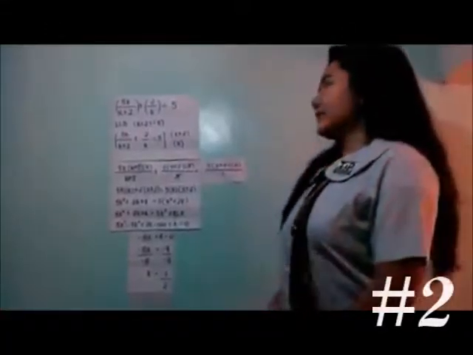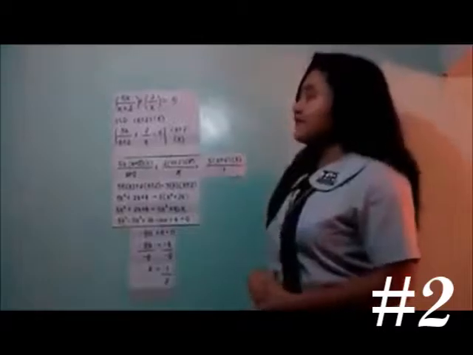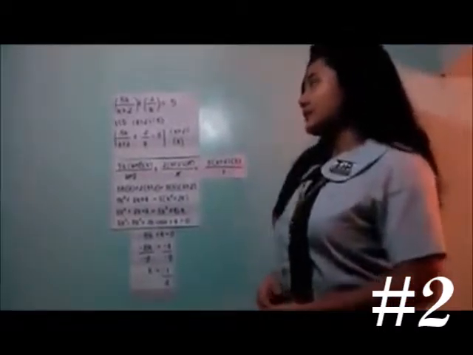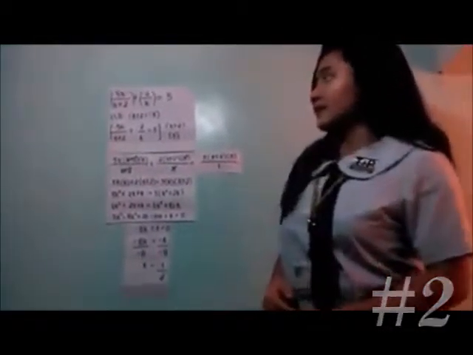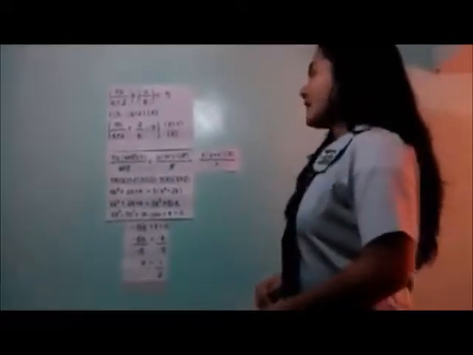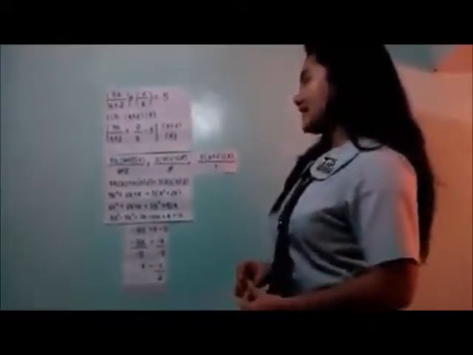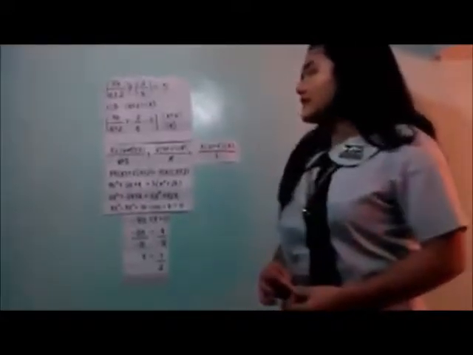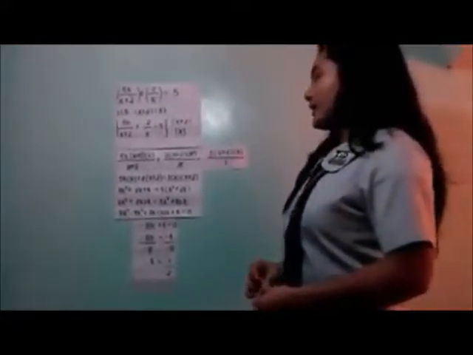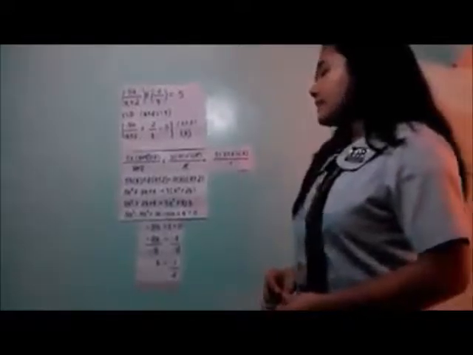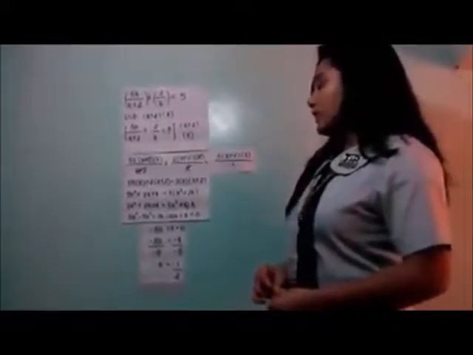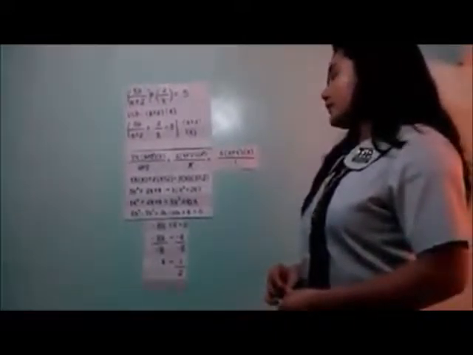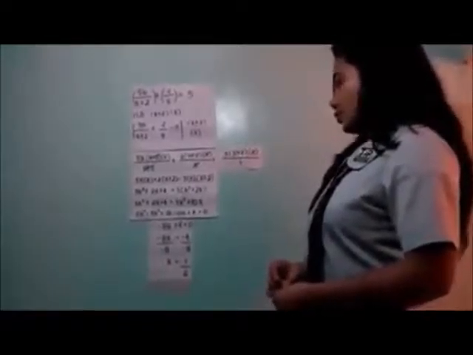We are going to solve this equation with a given 5k over k plus 2 plus the quantity 2 over k equals 5. We need to find the LCD first. The LCD is k plus 2 times the quantity k. Multiply both sides by the LCD, we get 5k times k plus 2 times the quantity k plus 2 equals 5 times k plus 2.